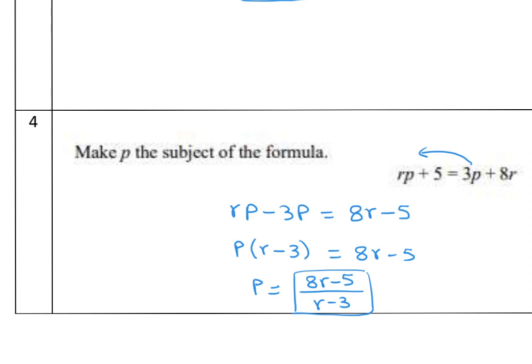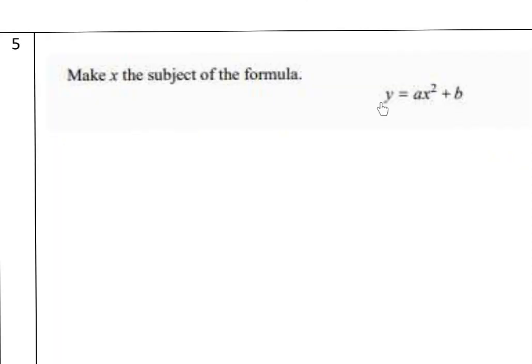Understood? Number 5, y equals ax squared plus b. Make x the subject. How to make x the subject? What about the rest?